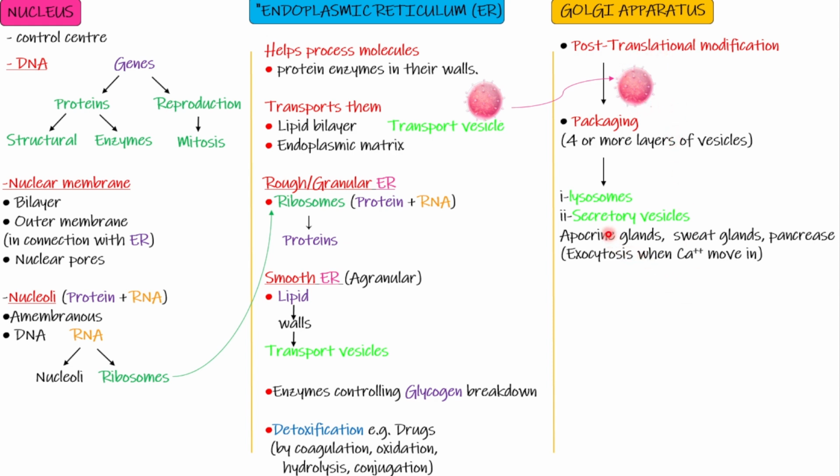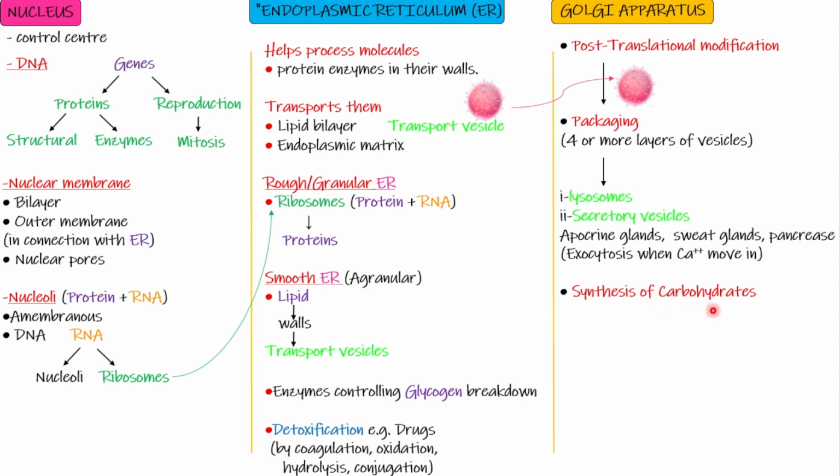Now, what exactly happens is that these secretory vesicles, when formed in these secretory cells or organs, have to be exocytosed. And how does exocytosis take place? When calcium moves into the cell, exocytosis takes place. After the post-translational modification, the packaging and the release, does the Golgi apparatus have some other function? Yes. The Golgi apparatus also performs synthesis of some carbohydrates.